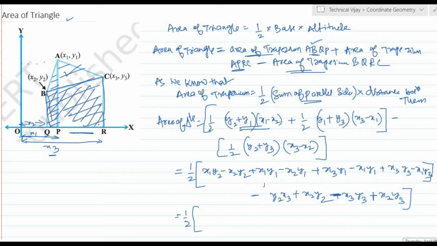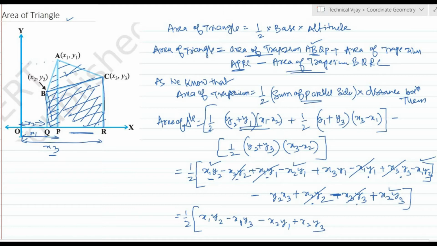Now see here: x1 y2 minus x1 y3 is one term. Next I will write the x2 term: minus x2 y1 plus x2 y3. Then the x3 term: x3 y1 minus x3 y2. That's all.